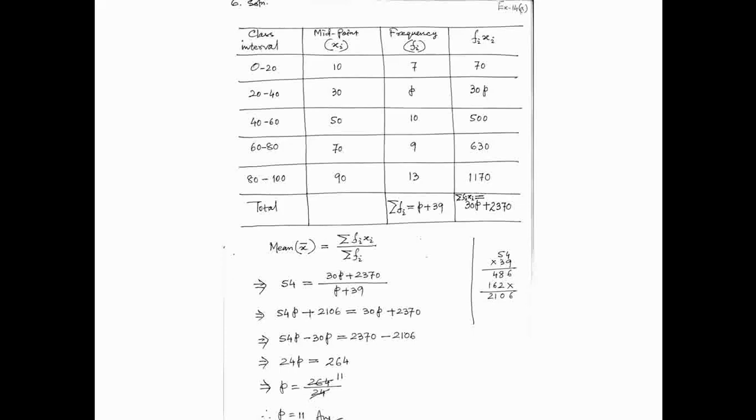Now you see, in this formula, since the mean is given in the question, we can apply the value of mean here. In the question it is given 54, so I have written 54 equal to sigma Fi Xi, which is 30P plus 2370, divided by P plus 39. Then you do cross multiplication, and in this way, you can find out the value of P. So the answer, you are getting P equal to 11.